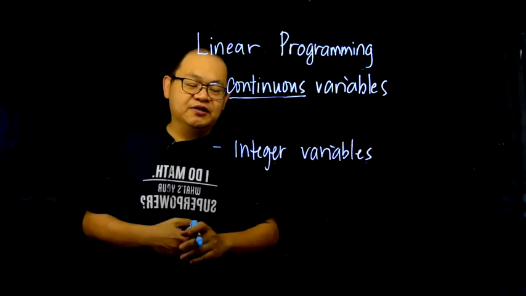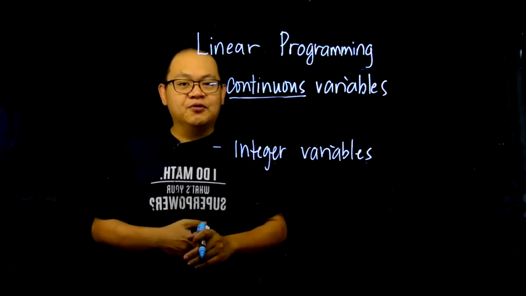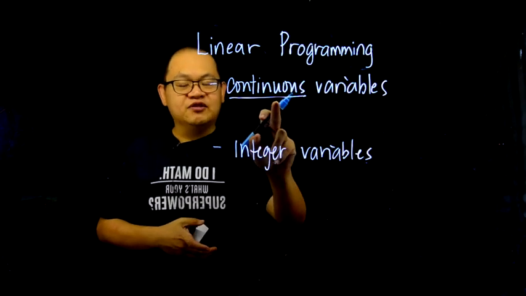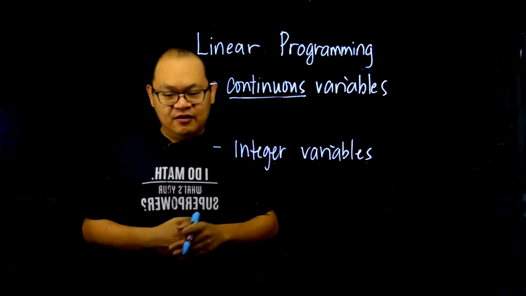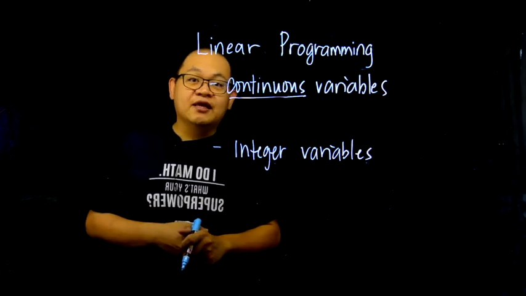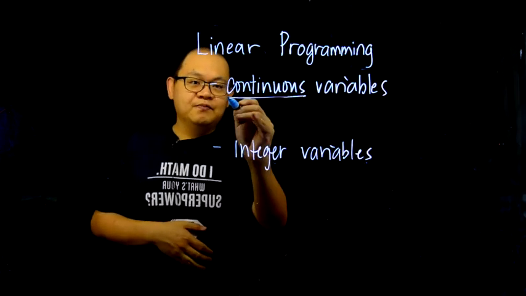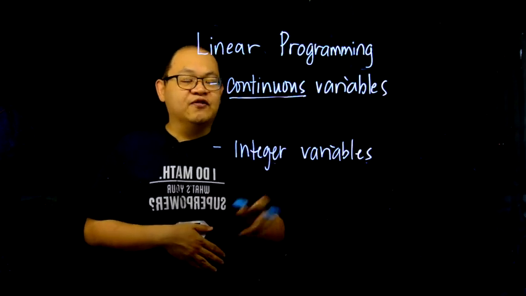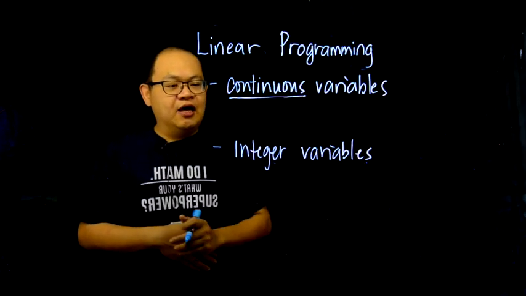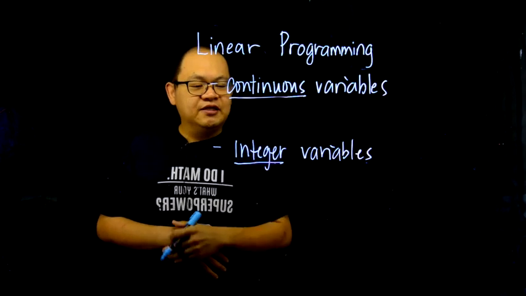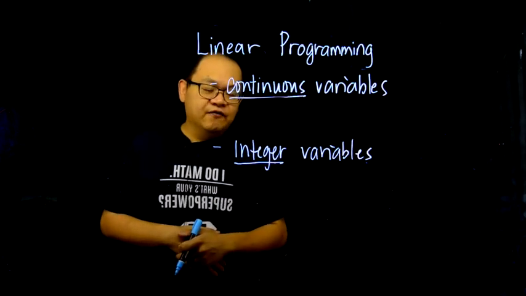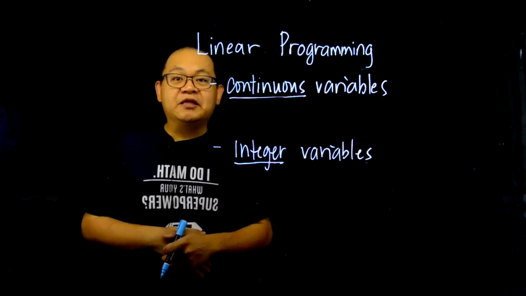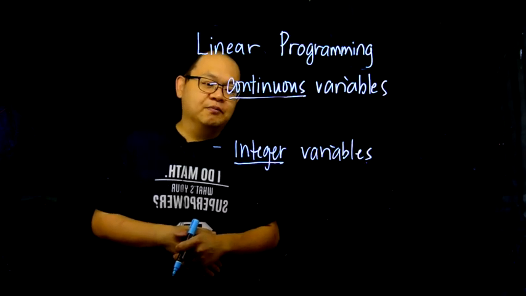That's why they're continuous. If you go back to the concept of continuous random variables in your probability class, continuous means that the values of your variables can include decimal values. And the same goes with continuous variables in linear programming. Now, what about integer variables? Integer variables, as the name suggests, are variables that can only contain integer values or whole numbers.